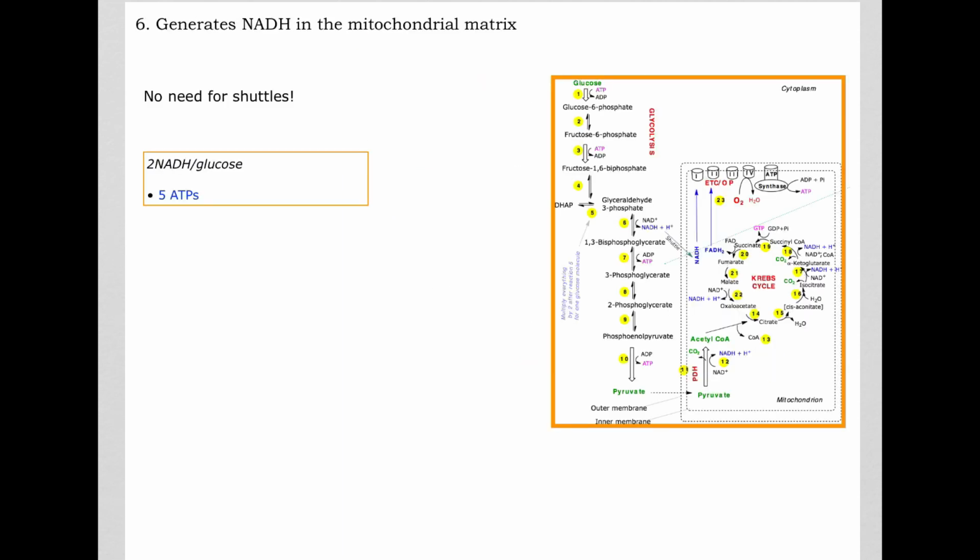And since this NADH is produced in the mitochondria itself, not in the cytoplasm, like this NADH here, which is produced in the cytoplasm, this one doesn't need any shuttle. It can directly enter the electron transport chain. So there is no need for shuttles, like in the case of this cytoplasmic NADH.